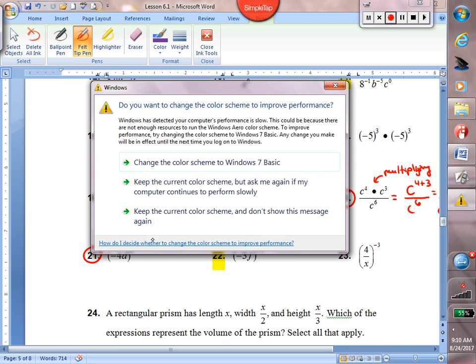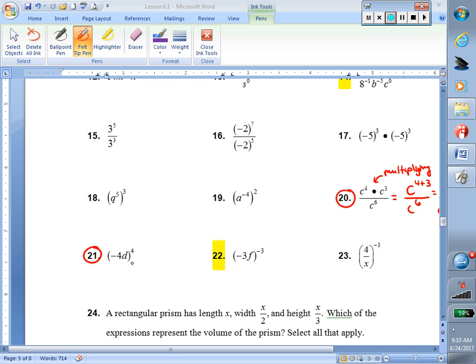I have negative 4d to the power. I don't see any exponents inside the parentheses, and I know my rule, if I check back to my notes, is that I need to multiply inside and outside exponents. So that's where I have to make sure that I add in those exponents of 1. I'm going to end up with negative 4 to the 4th power, and d to the 4th power. I multiplied those exponents.